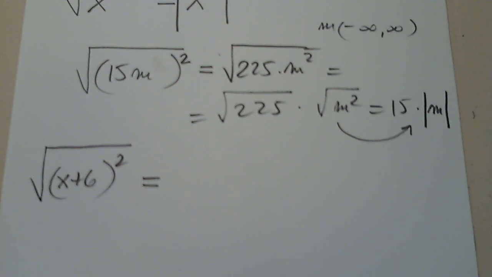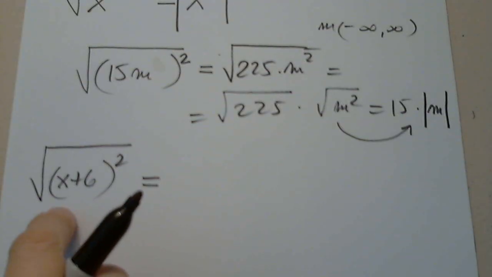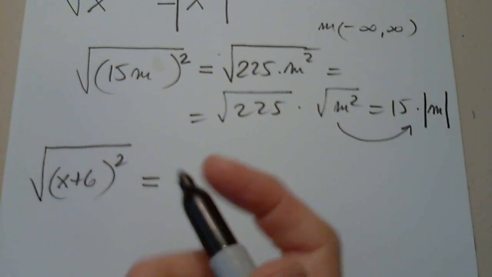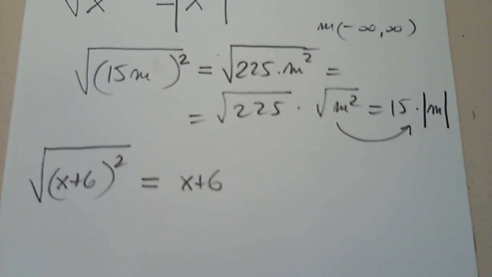x can be any real number. We have the square root of x plus 6 to the second power. What can we get? Of course, it's x plus 6, 2 over 2. But does it need absolute value or not?